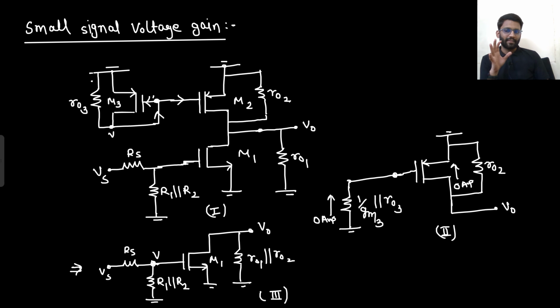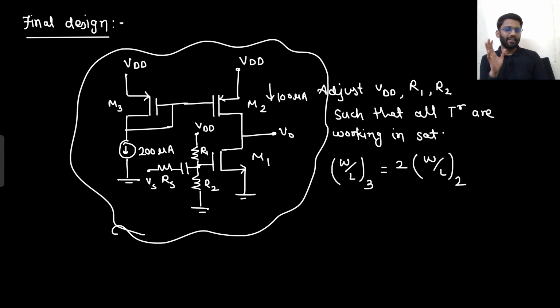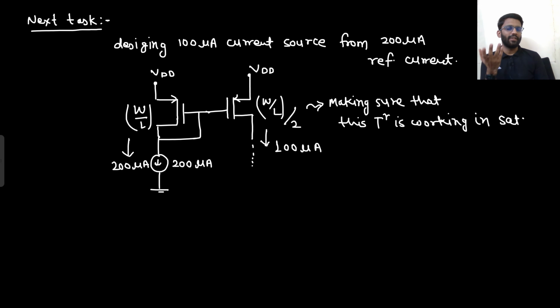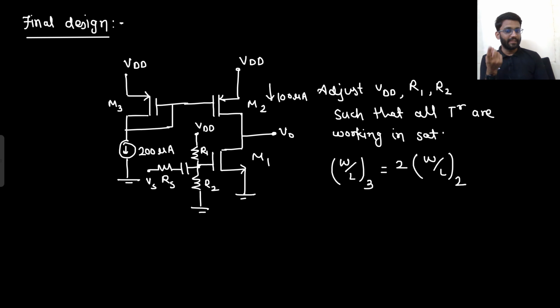So for the GATE aspirant, what will be the question? For the GATE aspirant, this circuit will be given. In the examination, they will not ask you to design a circuit. But if you learn to design a circuit, it will be very helpful for you. Because just by seeing the circuit, you will get to know, okay, they have designed it in a way that the 100 microampere current is acting as a load for the common source amplifier.